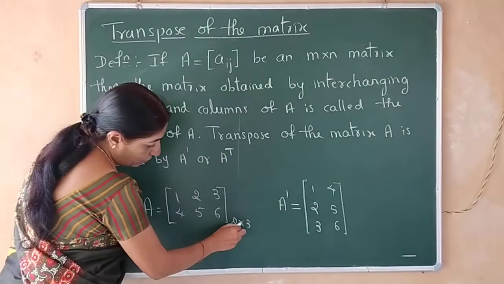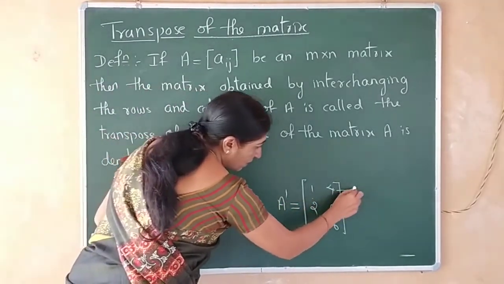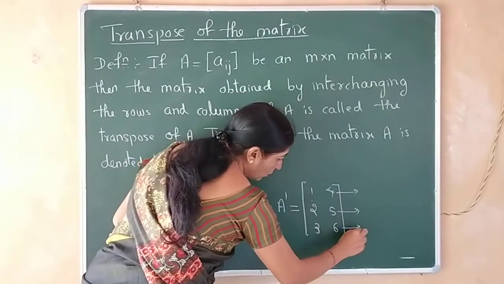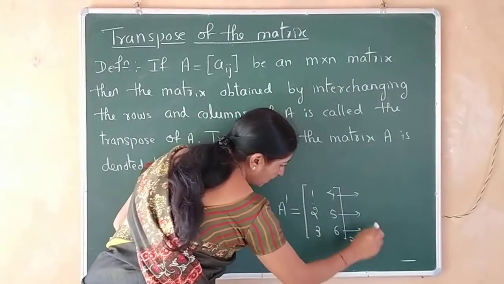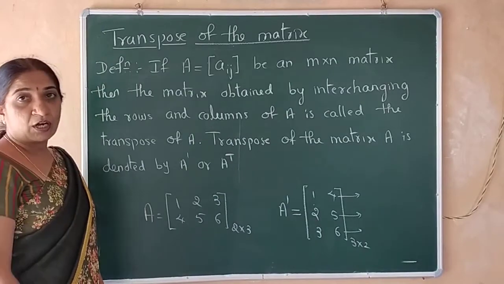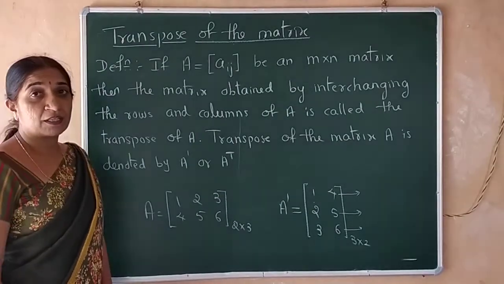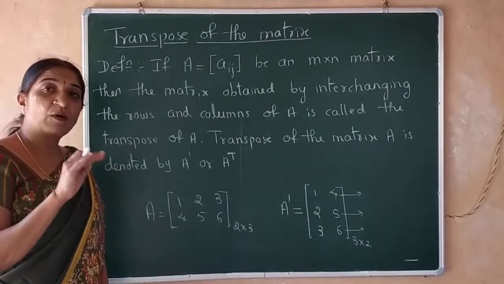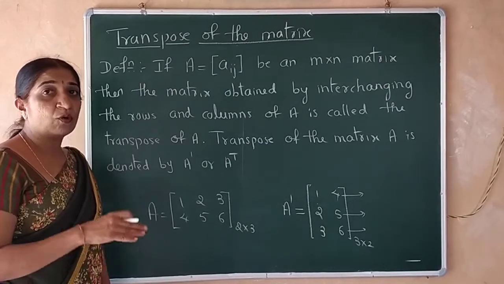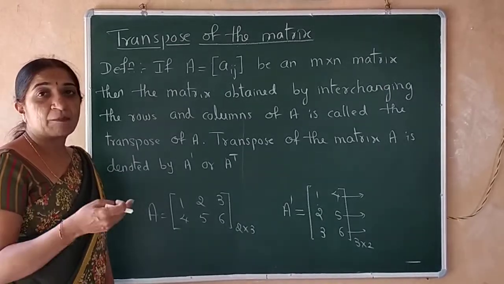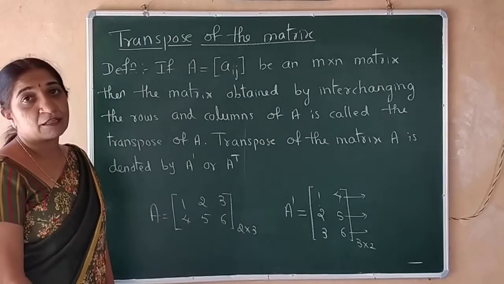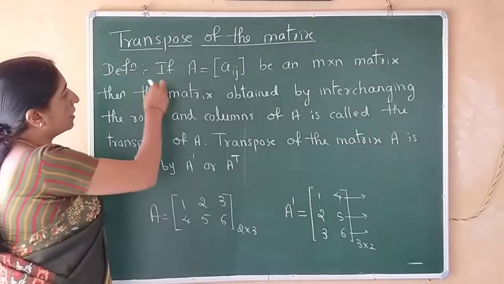See, its order is 2 by 3. And what about here? This is the first row, second row, third row. 3 by 2: 3 rows, 2 columns. Then what is the important thing here? Transpose means when you are interchanging the rows into columns, whatever the resulting matrix, that we are calling the transpose of the matrix. See the definition.